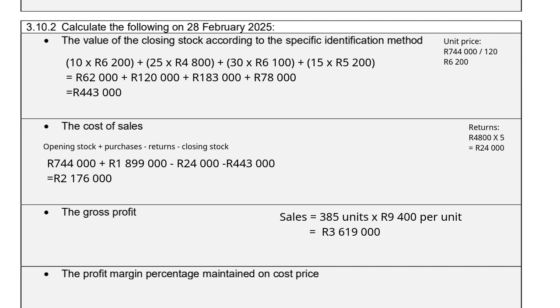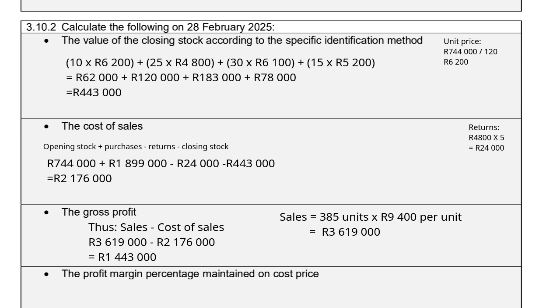So the gross profit will be our sales minus our cost of sales. So the sales is 3,619,000 minus the cost of sales that we've just calculated is 2,176,000, and then that will give us an answer of 1,443,000 Rand.